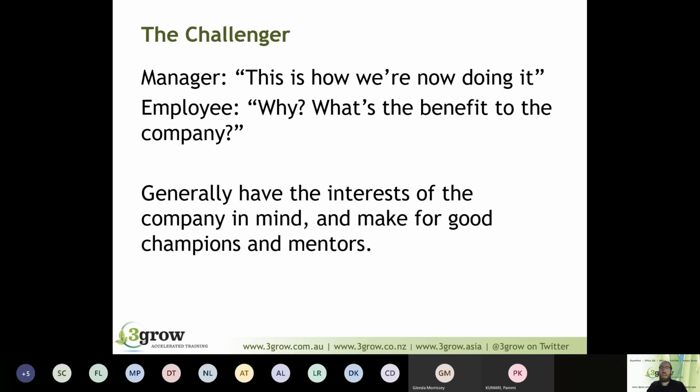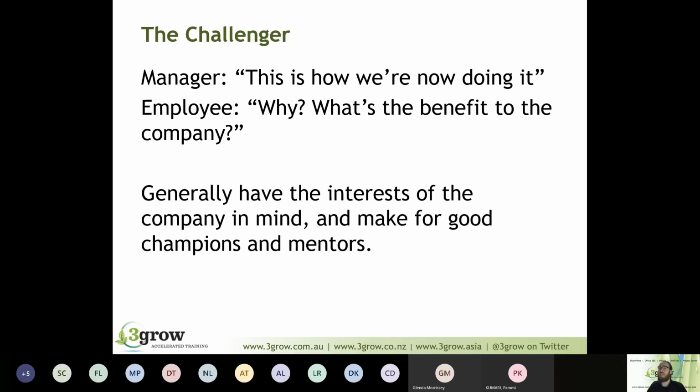So the manager says, this is how we're now going to do it. The employee says, well, why? What are the benefits to the company? Why is the organization doing this? So those people are great because they generally have the best interests of the organization in mind. And maybe, if you're in a senior position, you are the one that is driving this change.